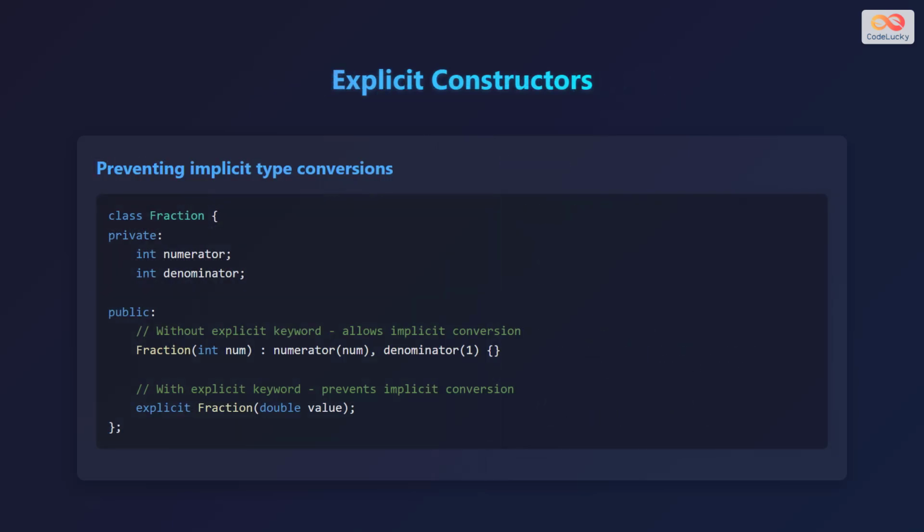Explicit constructors are used to prevent implicit type conversions. By using the explicit keyword, you ensure that the constructor can only be called with direct initialization, avoiding unintended conversions. Consider a class Fraction with private members numerator and denominator. Without the explicit keyword, the first constructor allows implicit conversion from an integer. With the explicit keyword, the second constructor prevents implicit conversion from a double, requiring direct initialization.